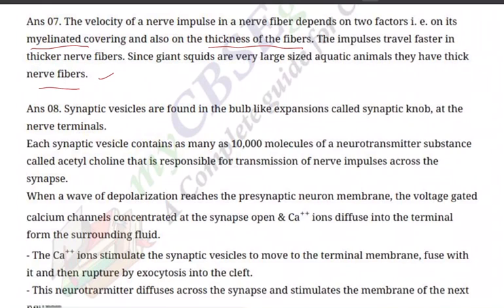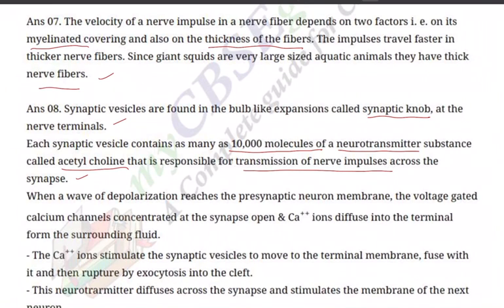Question number 8. Synaptic vesicles are found in the bulb-like expansions called the synaptic knob at the nerve terminals, just now we have shown. Each synaptic vesicle contains as many as 10,000 molecules. Look at that, 10,000 molecules of neurotransmitters like acetylcholine. The substance called acetylcholine is responsible for transmission of nerve impulses across the synapse. That is the importance of acetylcholine.